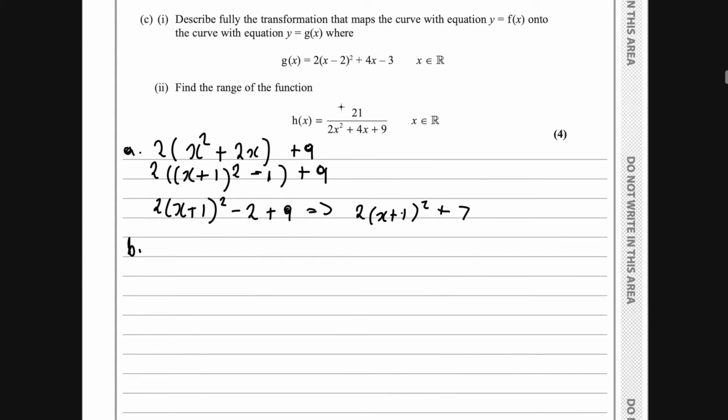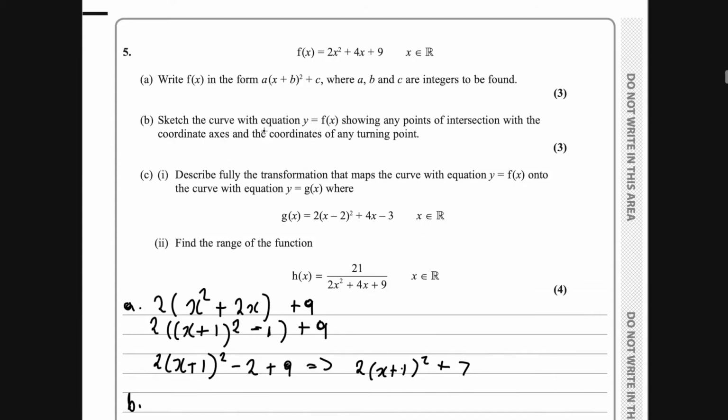For part B, what we're asked to do is sketch the curve with equation y equals f of x, showing any points of intersection with the coordinate axis and the coordinates of any turning point. Now, before we get stuck into this, what I want to pick up are a few key points. We've got our function here, and this function is a quadratic. Okay, there's an x squared term, and that's the highest index that we can see here. It's the highest power of x that we can see in the expression.